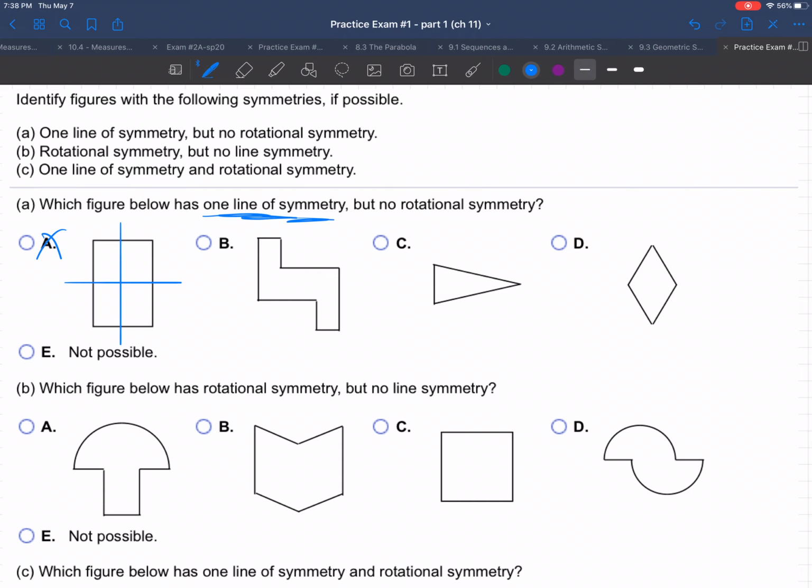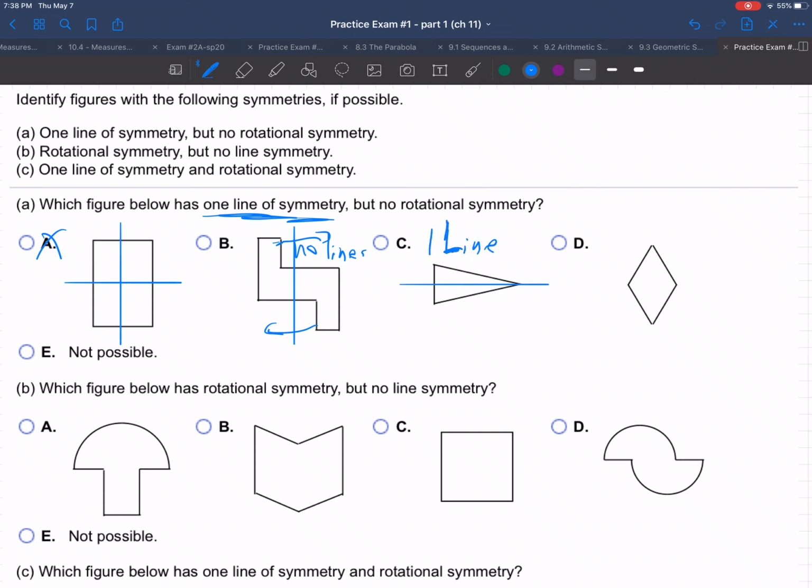How about B? B doesn't have any lines, no lines. You might think, well, isn't this a line of symmetry? No, it's not the same on the two sides. This is up here and this is down there. It's not the same on the two sides. How about this one here, part C? It has one line of symmetry. So that's looking good. It's supposed to have one line of symmetry. It does. It has one line.